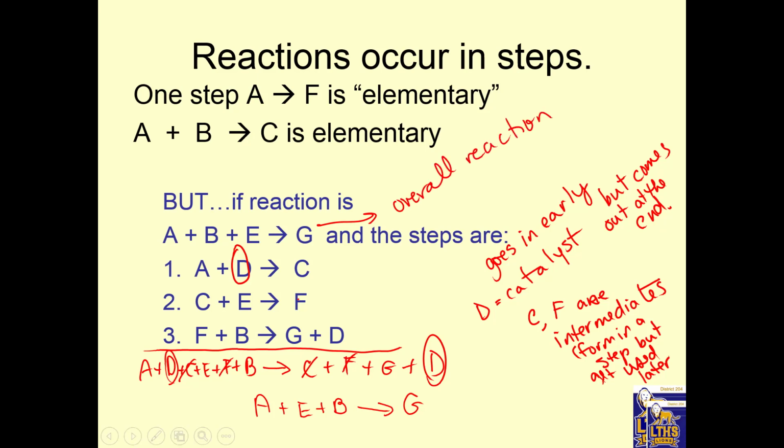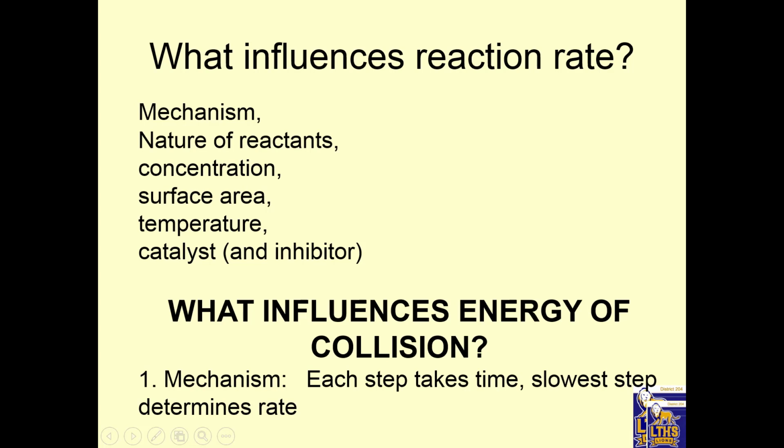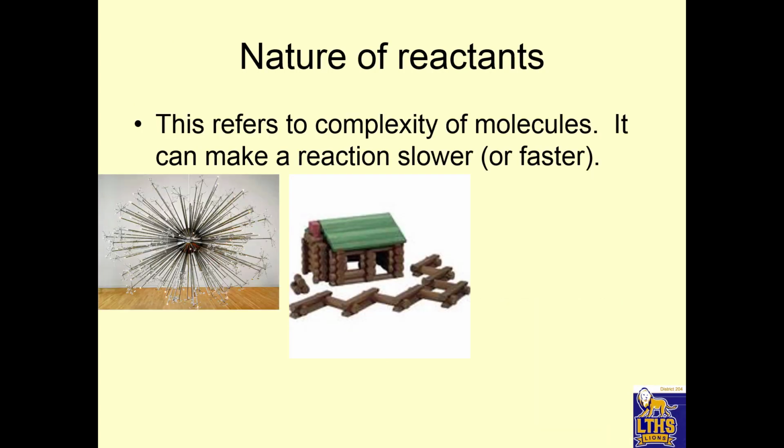All right. So, what influences how fast a reaction can go? Well, these things do. Mechanism, nature of reactants, concentration, surface area, temperature, and catalyst. And there's another thing called an inhibitor. Okay? But out of all of these, we have to see, well, how are they going to influence the rate of a reaction? And it has to do with collisions. Okay? What influences the collisions? Okay, the mechanism. Each step in a mechanism takes time, but the slowest step determines the rate. So how is mechanism used to influence rate? The slowest step determines the rate.